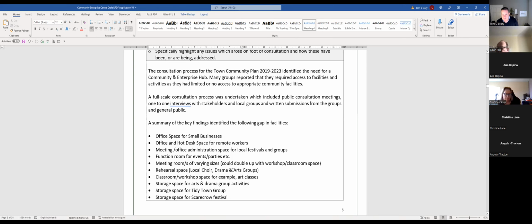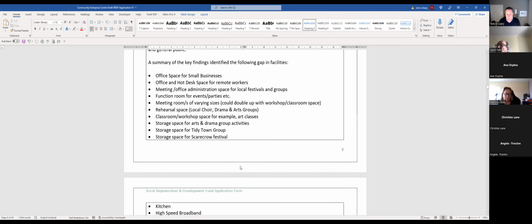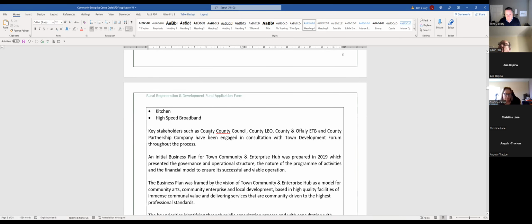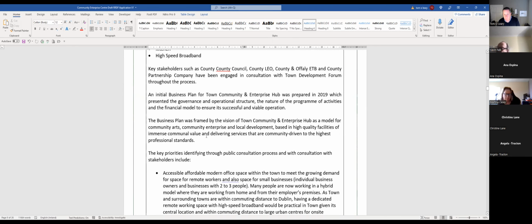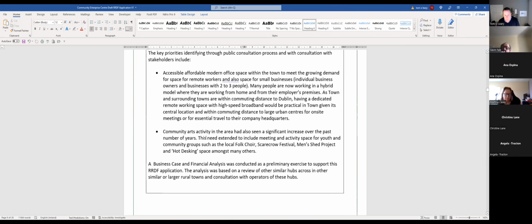So they can say very, very clearly, the community wants this. The agencies discussed with us said it's needed. So it's not just coming up with a project for the sake of it. This is needed within the community. And again, they consult with the county council, the local enterprise office, the education training board, the local partnership company, and they've been engaged in this process from the outset, and they've all given a level of support to back it. Okay, so they can again prove that this thing has been discussed with the other agencies as well. They put together a business plan and a feasibility study on the project also, which has also backed up the need for the project.